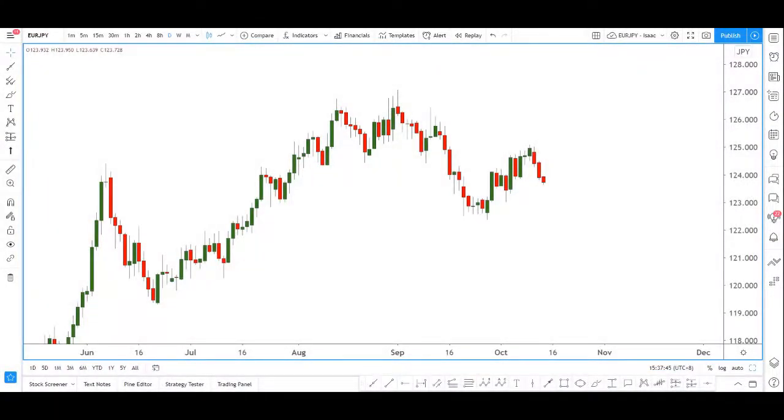Hi everyone, welcome back to today's trade of the day, and for today's trade of the day we will be looking at the euro yen.